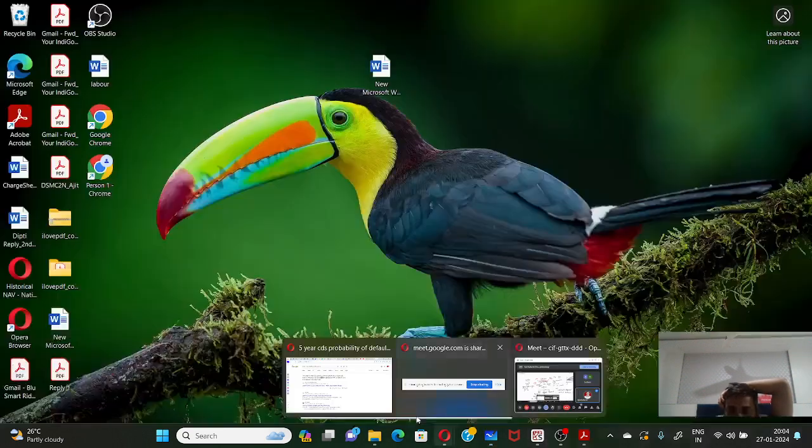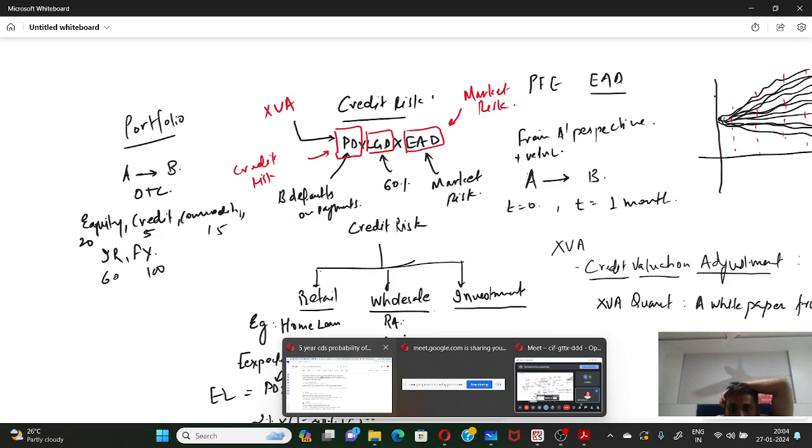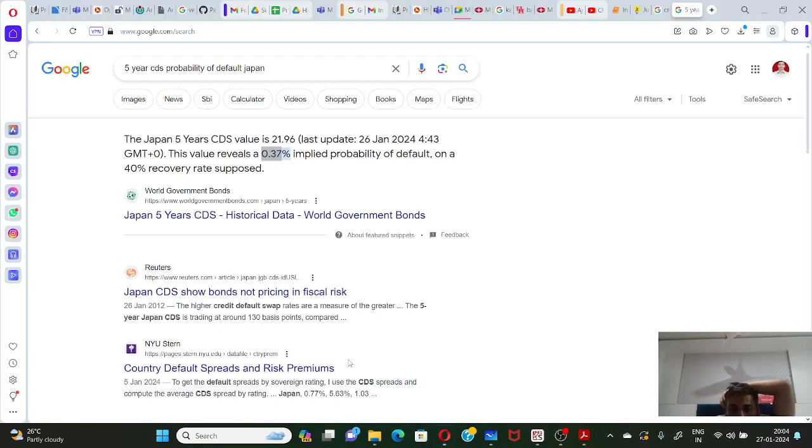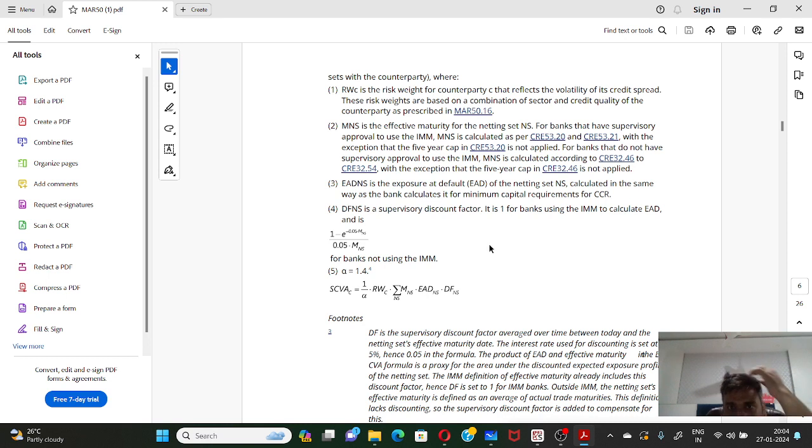If you look back at the white paper, the charging is done on accumulation. Like we see here, there is something called RWC. This is roughly the equation we are looking at, which is equivalent to what we were looking for, exposure at default and all of that. Let us look at these things one by one. RWC is the risk weight for the counterparty C that reflects the volatility of its credit spread. These risk weights are based on a combination of sector and credit quality of the counterparty as prescribed. Let us look at that.